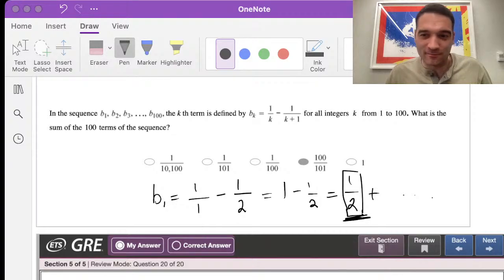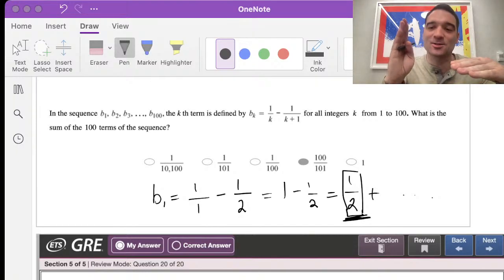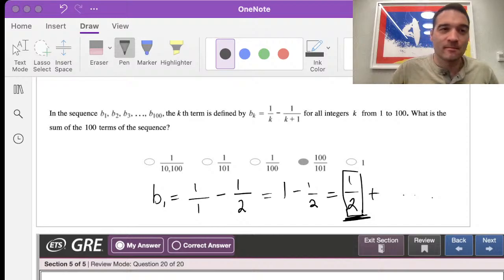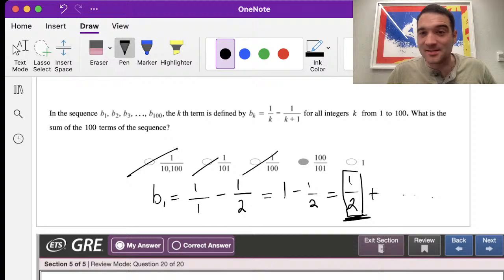Let me know if I've lost you at this point, because this question is kind of tough. But as a first pass, what we can say is, all right, the answer has to be greater than 1/2, because b sub 1 is 1/2, and I'm only going to be adding numbers to it. And what does that mean? Well, that means we can get rid of A, B, and C right there, right off the bat.